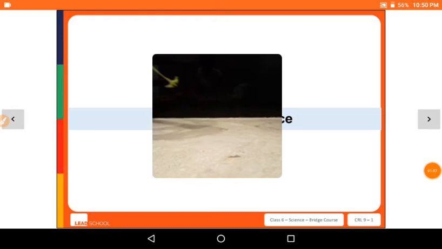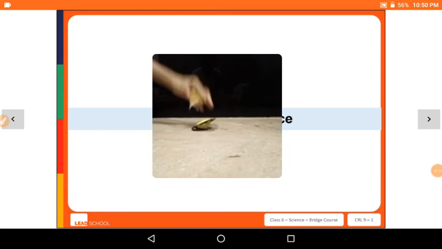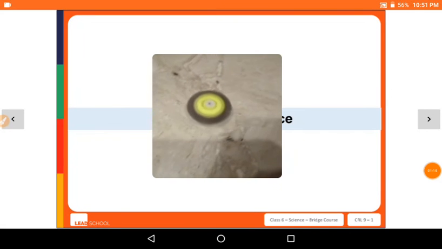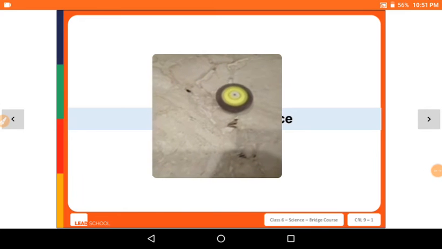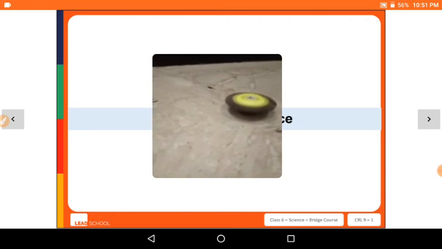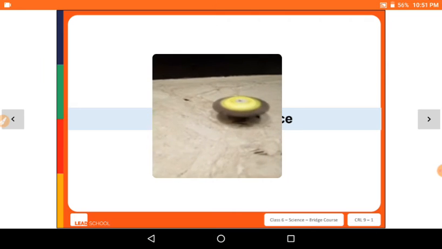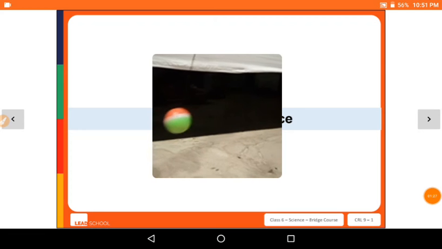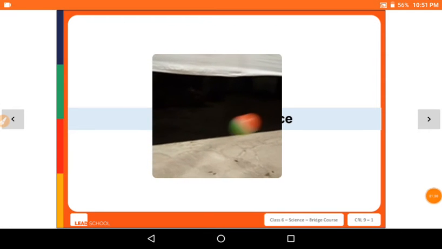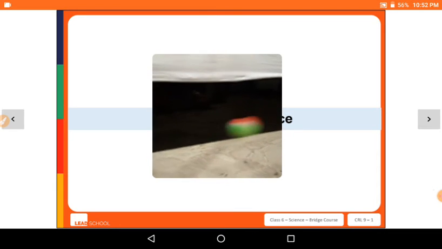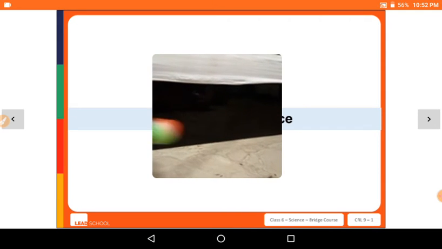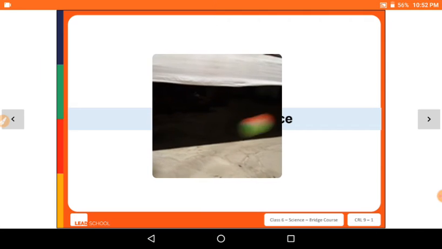Now here you can see a top. How does this top move? The top is spinning round. Now here you can see a pendulum. This pendulum is moving from left to right. How does this pendulum move? The movement of a pendulum is swing. It is swinging.